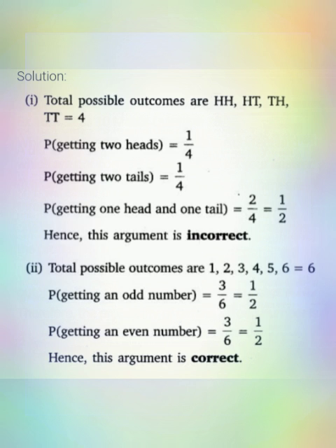6 outcomes. Okay. What is the probability of getting an odd number? What are the odd numbers? What are the favorable outcomes? 1, 3, 5. There are 3 favorable outcomes. So the probability of getting an odd number is 3 by 6, which is equal to half. Similarly, the even numbers are 2, 4, 6. So the probability of getting an even number is 3 by 6, which is also half. So the argument is very much correct.